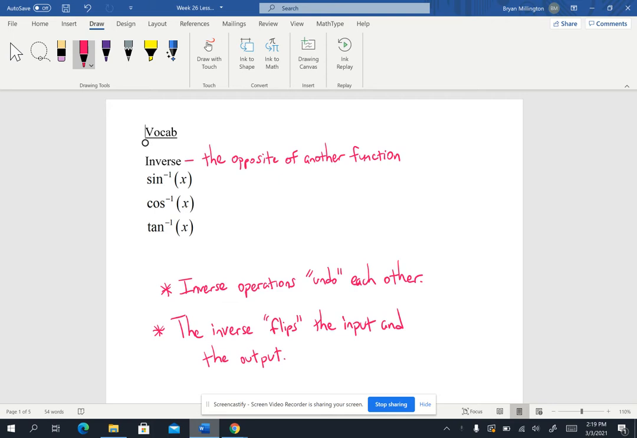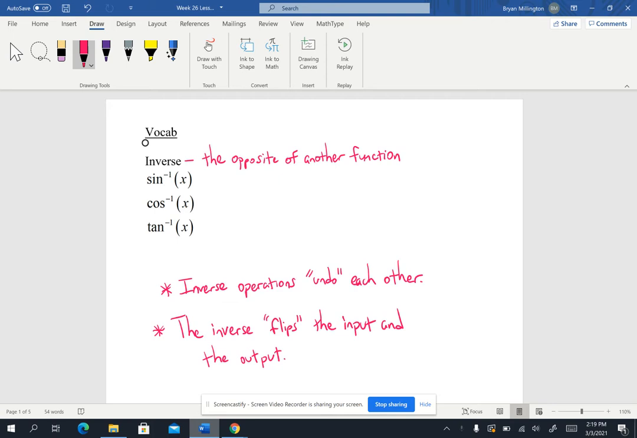The word inverse is super important. You've actually been using inverses for a really long time, whether you realize it or not. An inverse is just the opposite of another function. So addition and subtraction, for instance, those are inverses. Multiplication and division, those are inverses. You use those ideas when you're solving.